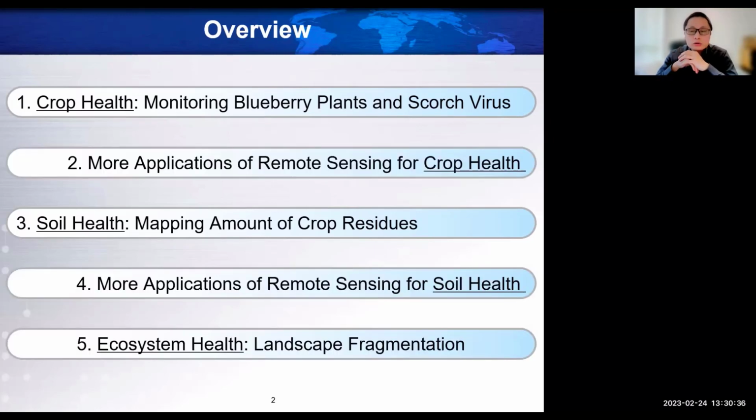But I will also introduce a bit more the potential applications of remote sensing for crop health and soil health. Maybe I have not worked on all these topics, but just to provide you some ideas, for you to understand and see if possibly remote sensing technologies may be useful for your projects. I will also talk about the landscape level ecosystem health evaluation. The topic is fragmentation.